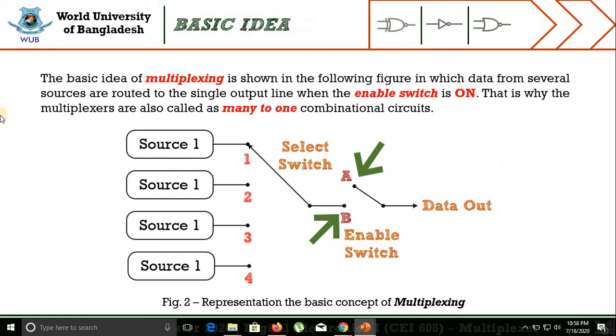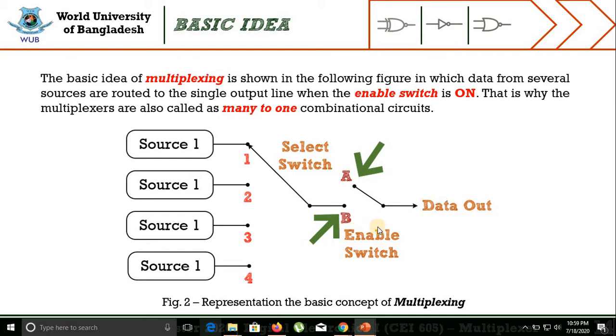The basic idea of multiplexing is shown in the following figure, in which data from several sources are routed to the single output line when the enable switch is on, which means the circuit is connected or closed. That is why multiplexers are also called many to one combinational circuits, and figure 2 represents the basic concept of multiplexing. If you see the middle portion of this figure, you may find two alphabets, A and B, and below B you can find a word, which is enable switch.